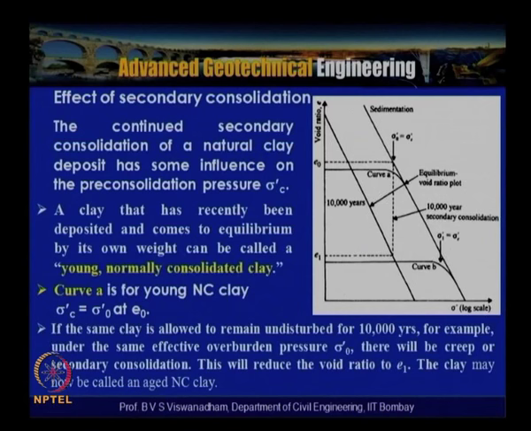In curve A, the sedimentation is happening, and this is the current overburden pressure, and then it is undergoing normal consolidation. And curve B is after 10,000 years: if the sample is subjected to 10,000 years of consolidation, then what we get is this variation. So the continued secondary consolidation of a natural clay deposit has some influence on the pre-consolidation pressure sigma dash C.